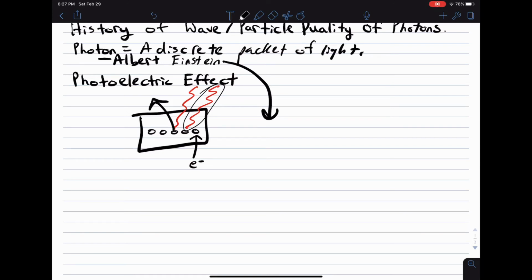But let's say that we had some blue light, which is a higher frequency and thus has more energy. If you were to shoot it at the same electron, it would be able to excite that electron, and it would fly up like that.